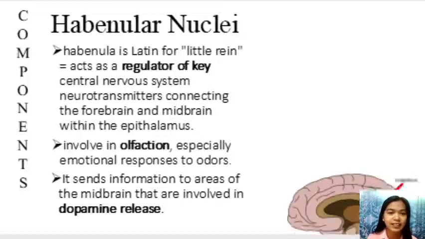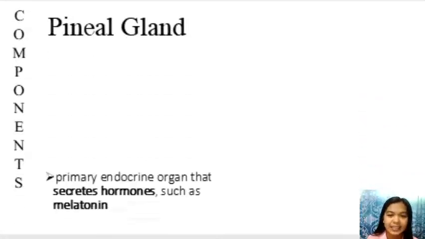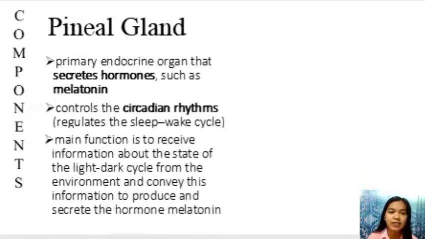Next, let's talk about the pineal gland. The pineal gland is the primary endocrine organ that secretes hormones such as melatonin. Melatonin controls the circadian rhythm, or regulates the sleep and wake cycle. So it reacts to the light and dark cycle.